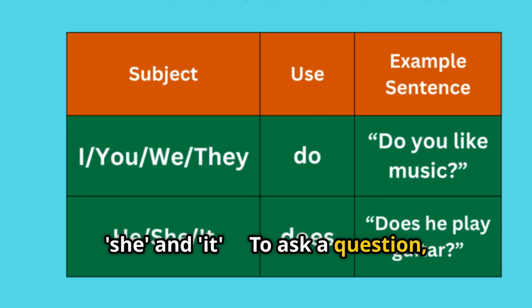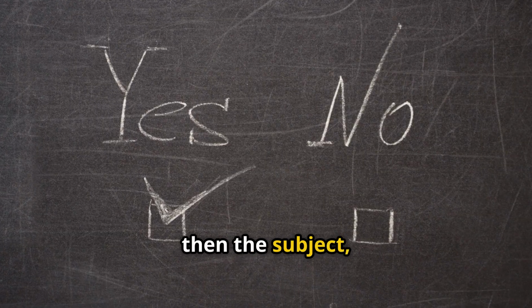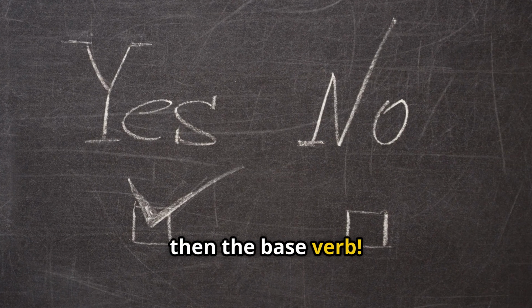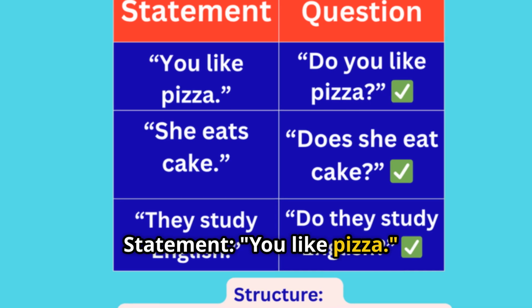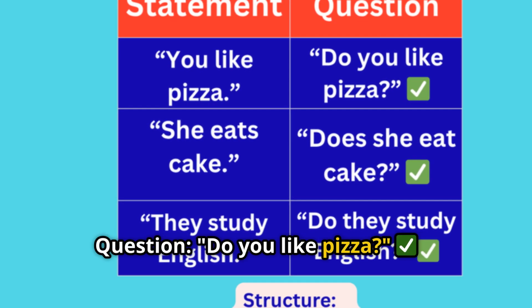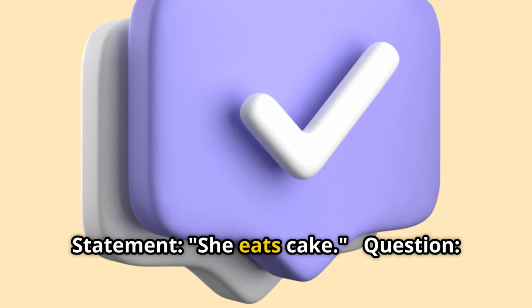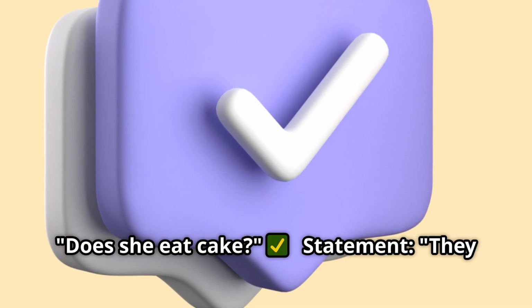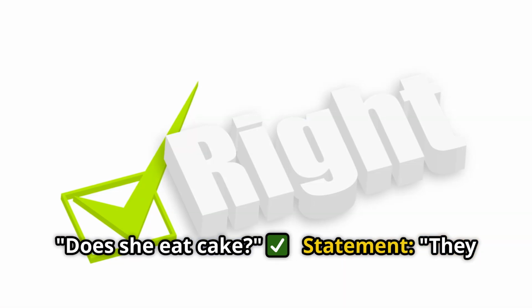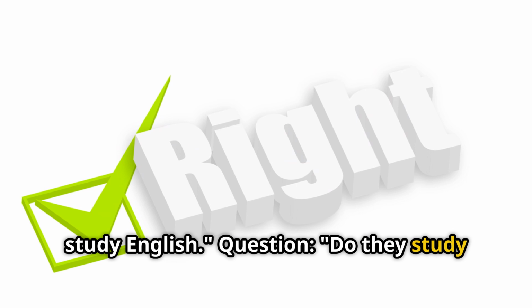To ask a question, we start with do or does, then the subject, then the base verb. Statement: you like pizza. Question: do you like pizza? Statement: she eats cake. Question: does she eat cake? Statement: they study English. Question: do they study English?